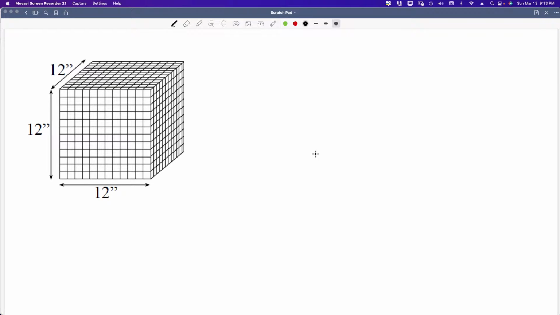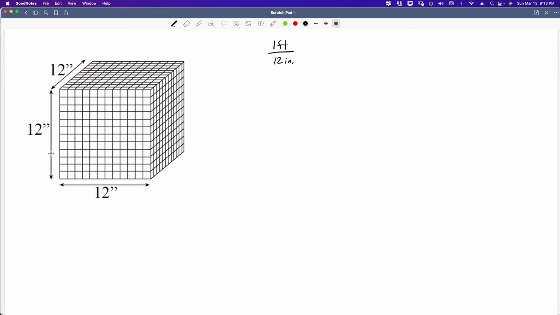We know that a cubic foot is a unit of volume measurement, meaning that there are three dimensions. There's a height, there's a width, and there's a depth. But how many cubic inches are there in a cubic foot? And how do we figure that out? Well, first we need to know our reference. We know that in 1 foot we have 12 inches, right?